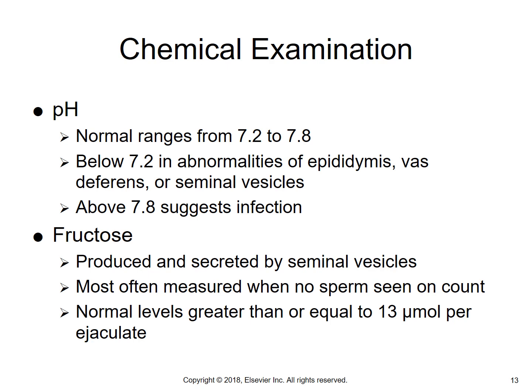Fructose is a good measurement for evaluation of the seminal vesicles because it's produced and secreted by these vesicles. Its presence in semen reflects the function of this gland and the functional integrity of the ejaculatory ducts and vas deferens. So normally, the fructose level is equal to or greater than 13 micromoles per ejaculate.